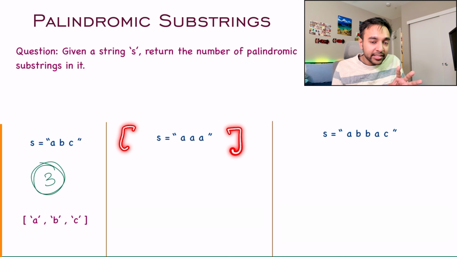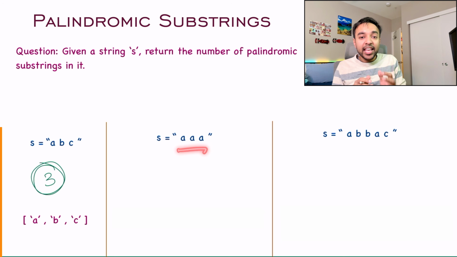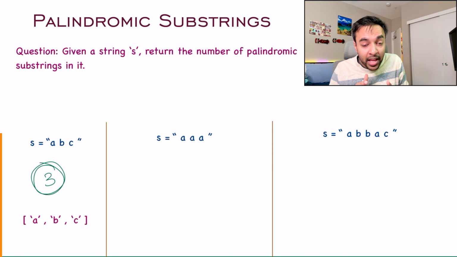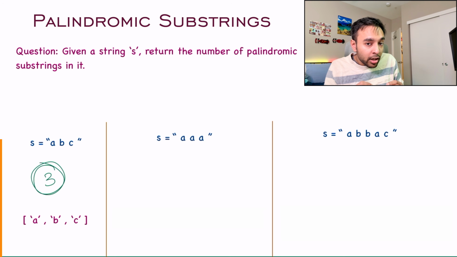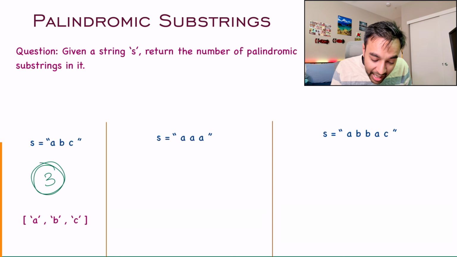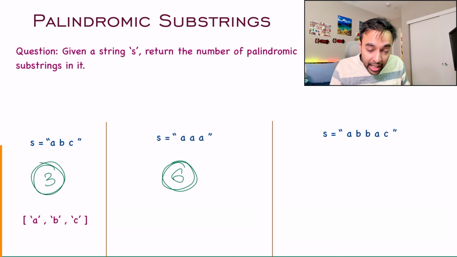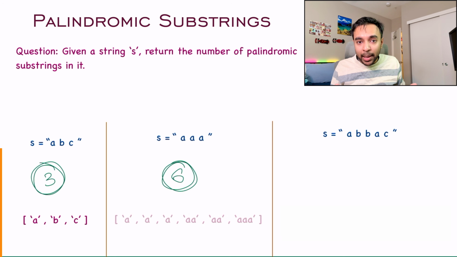If you see this test case, I have simply 3 characters: A, A, and A. Now you may say that, hey, this is just one palindrome, and there can also be single characters as well. But for this particular test case, the answer will be 6. If you're wondering what these 6 palindromes will be, they are going to look something like this.